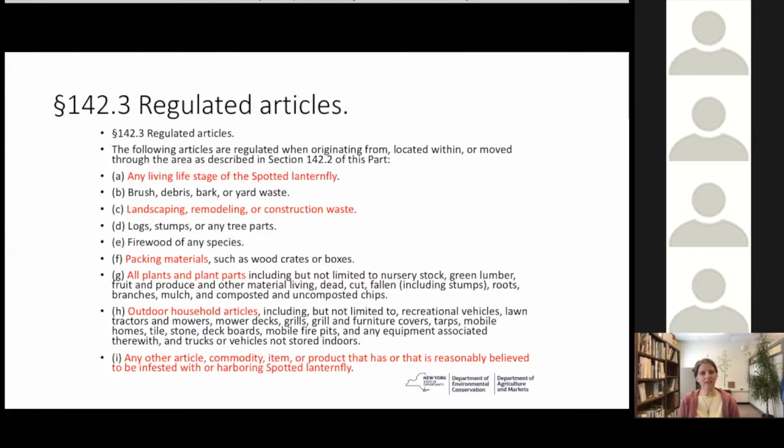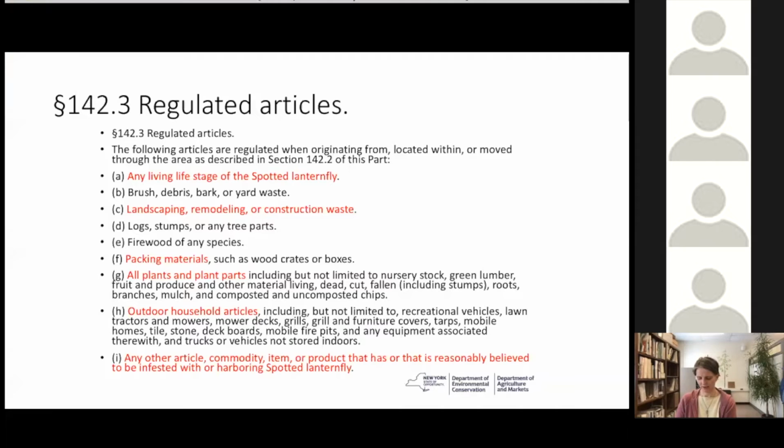And of course, all plants and plant parts. We've seen it moving on nursery stock, so that's something to be of concern, especially for you folks on the phone that are Christmas tree growers. You definitely want to be looking at your material that you're going to line out your Christmas tree blocks. And then outdoor household articles, which is a big concern. So things like grills, shovels, boats, campers, things that are stored outside that spotted lanternfly can crawl around and lay their eggs on is a particular concern.